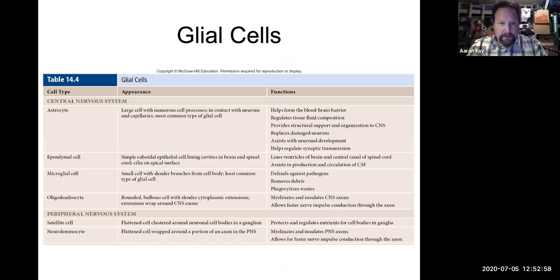Okay. So this table here gives a very nice summary of the first part of this lecture. Definitely want to know the name and appearance and function of these types of cells. Astrocytes, ependymal cells, microglia, oligodendrocytes, only found in the central nervous system. Satellite cells, Schwann cells, neurolemmocytes, only found in the peripheral nervous system. Also be aware of their function.